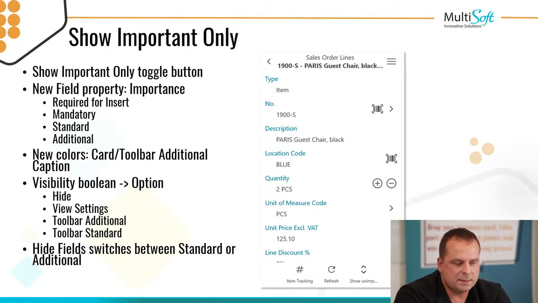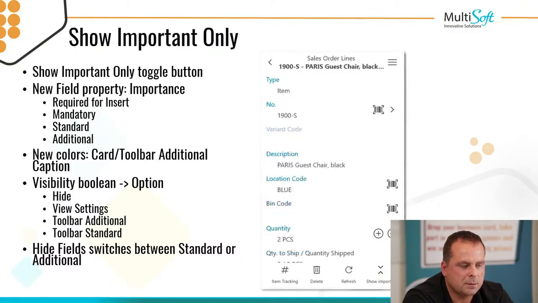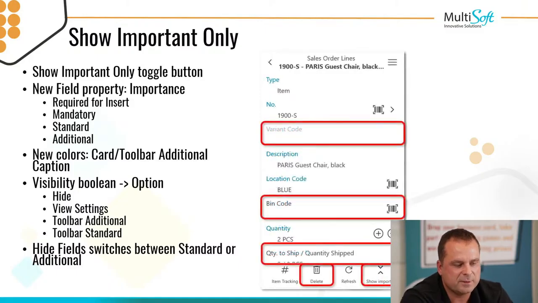So basically, you can apply this or configure this on all of the card fields, all of the toolbar buttons, even the standard or the configured ones, and the user will just simply press a button on the toolbar to toggle between them. So on the screenshot, if I'm pressing this on the sales order line, then some of the new fields will appear, but not just the new fields, but maybe also some toolbar buttons, like in this case the delete.